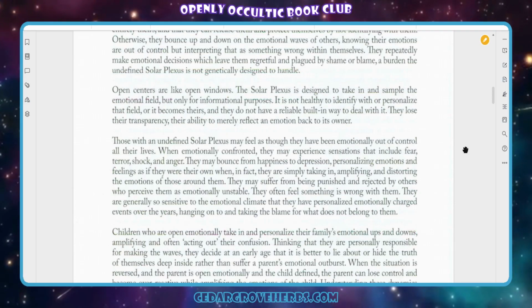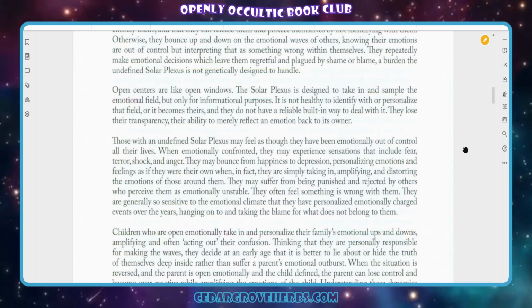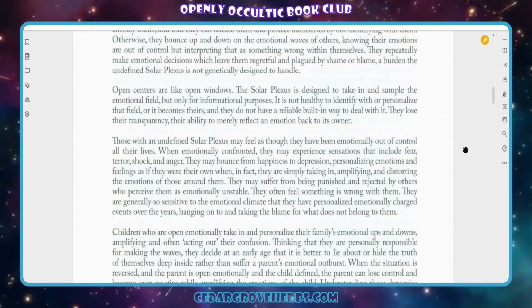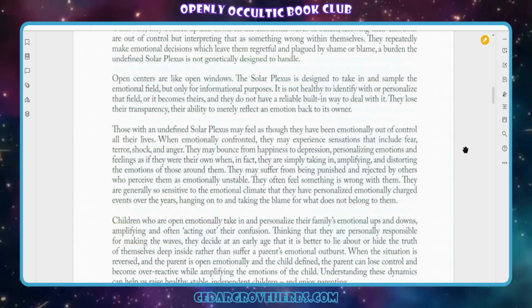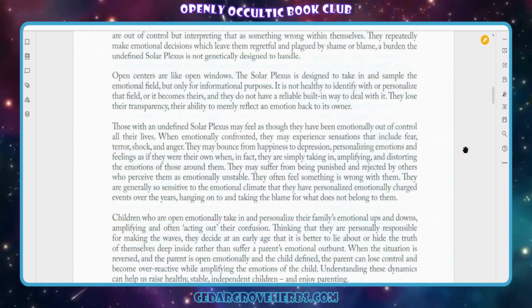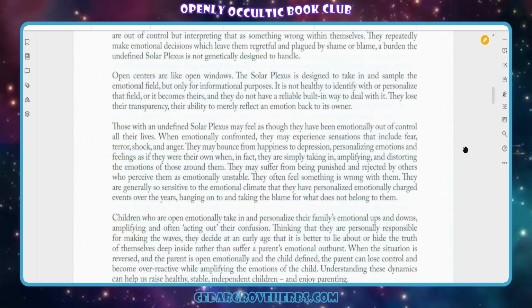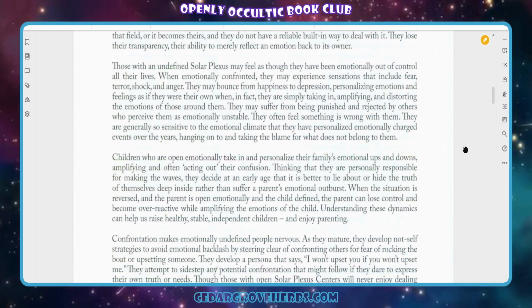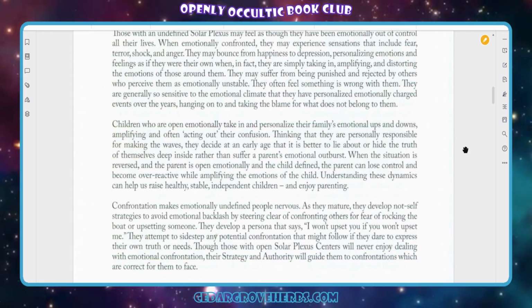They may suffer from being punished and rejected by others who perceive them as emotionally unstable. They often feel something is wrong with them. They're generally so sensitive to the emotional climate that they have personalized emotionally charged events over the years, hanging on to them and taking the blame for what does not belong to them.